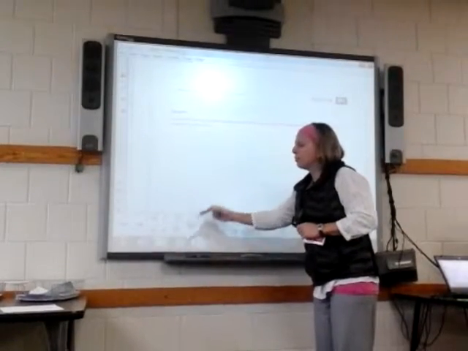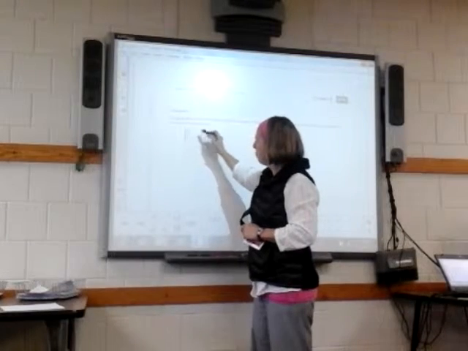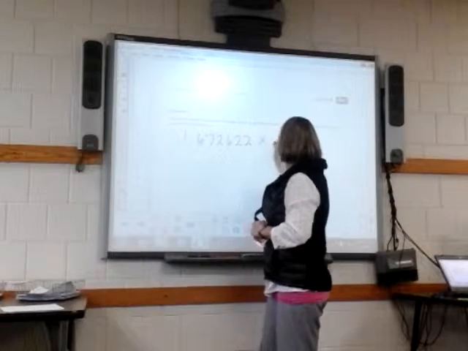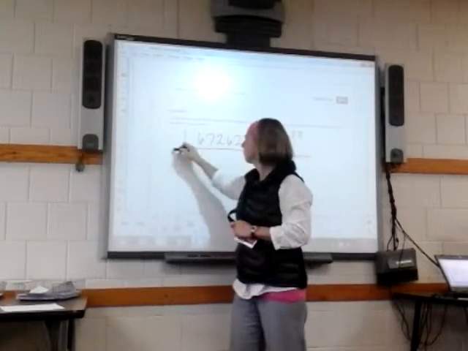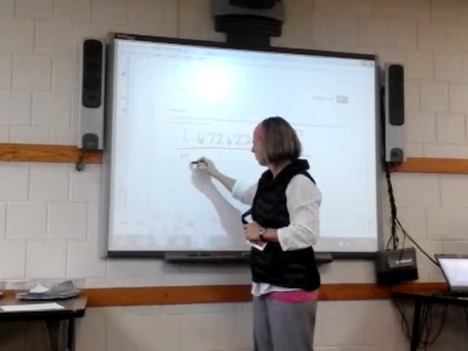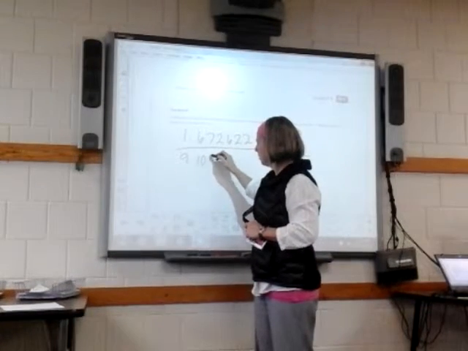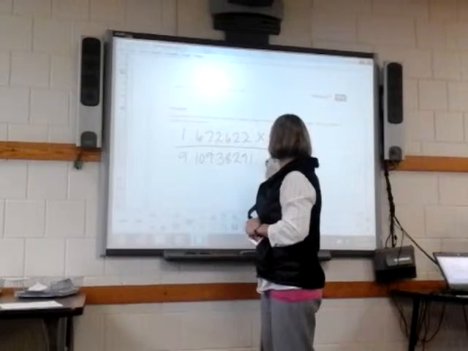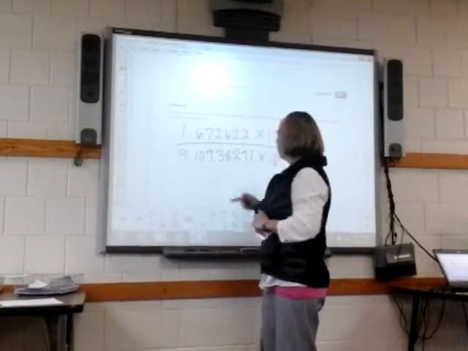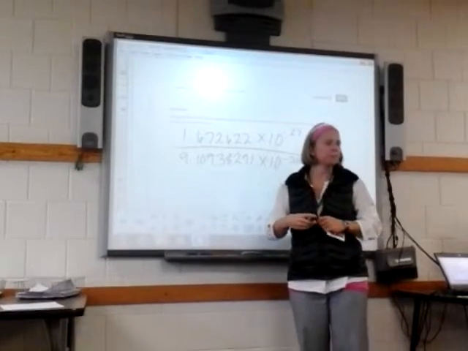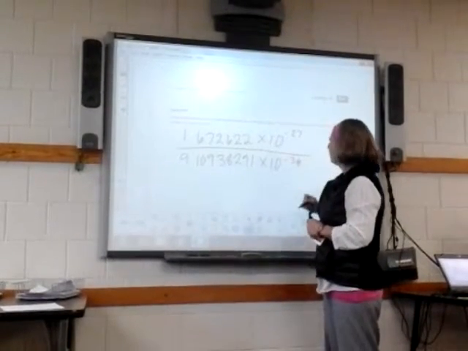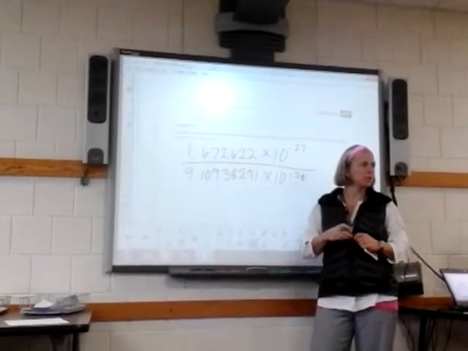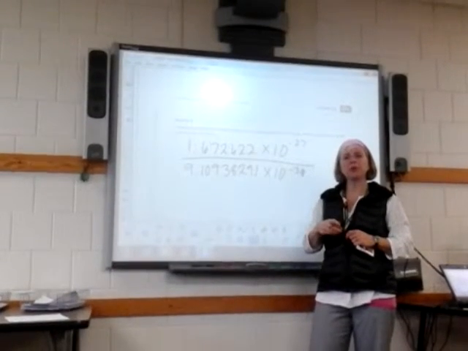So the ratio that you computed was 1.6726 times 10 to the negative 27, divided by 9.10938291 times 10 to the negative 31st. Let me ask you a question. What weighs more, the proton or the electron? Proton. Why does the proton weigh more?